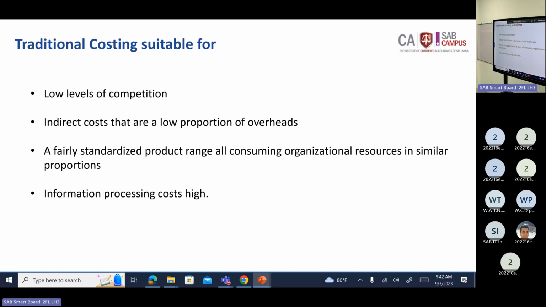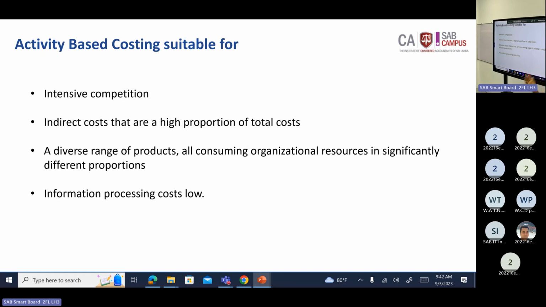But on the other hand, if 50% or 60% of the total cost is indirect, then accurate overhead cost allocation to the cost unit is very important. So you need to go for activity-based costing. Right?